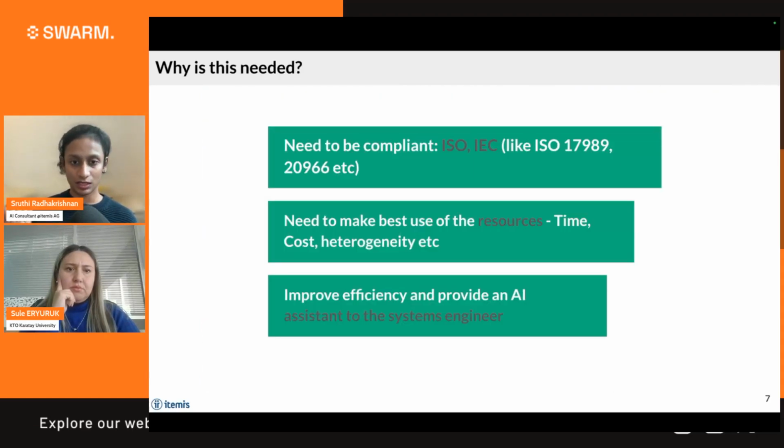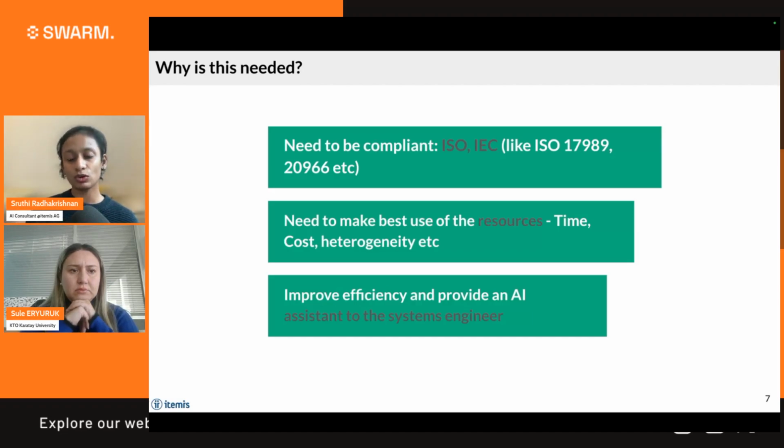But why is this needed? To answer all this traceability and everything that is to be done, there is one key factor: we need to be compliant no matter the domain. There are certain compliances that we need to adhere to in order to be market ready, in order to be safe, etc. So in agriculture there are some compliances like ISO 17989, 209966, etc. In cybersecurity we have ISO 26264, and so on and so forth.